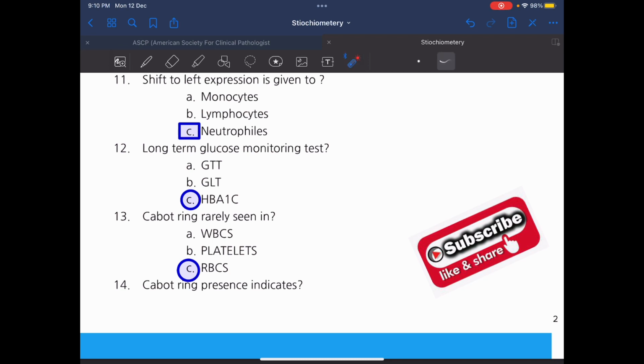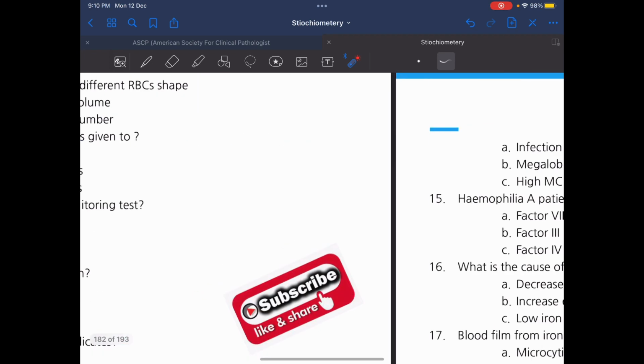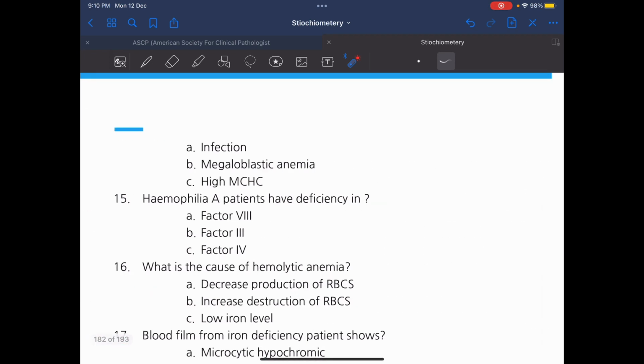Question number 14. Cabot ring presence indicates infection, megaloblastic anemia, or high MCHC. Cabot ring presence indicates megaloblastic anemia.